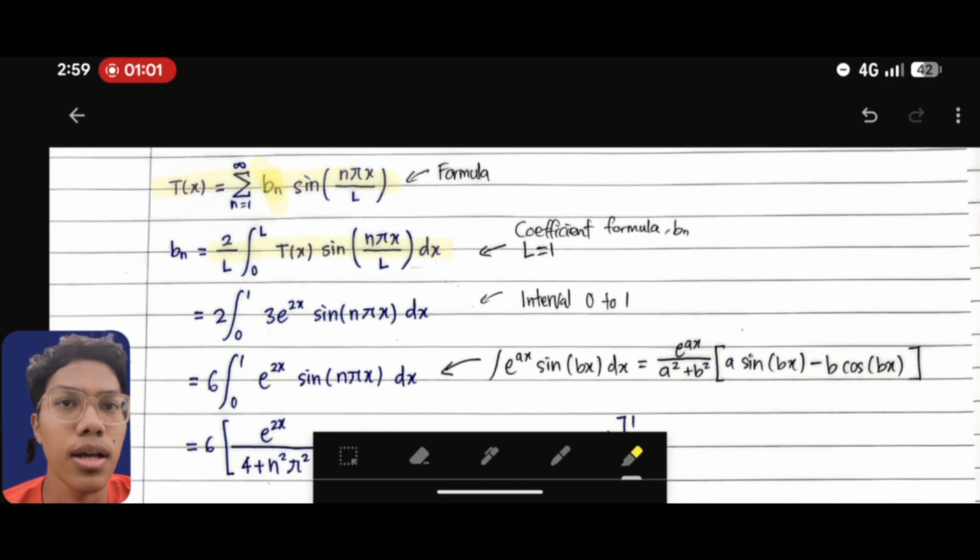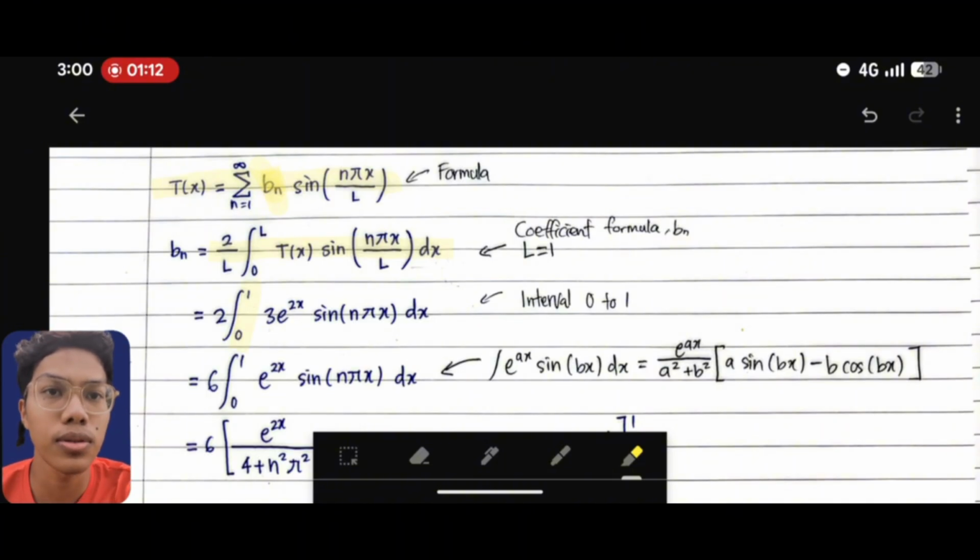Since L is equal to 1, the interval, which is the limit, is 0 to 1. So just substitute the interval and also f(x), which is 3 e to the power of x. Then the next step is to multiply the 3 with 2, and we get 6 integrate 0 to 1 e to the power of x sine pi x dx.